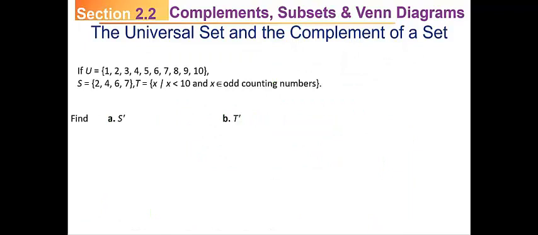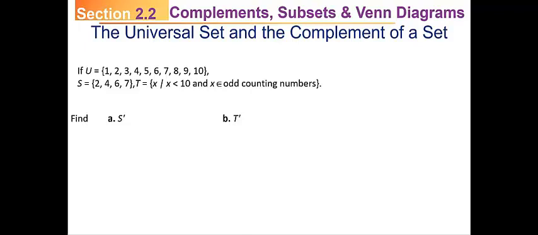Let's try this example. Suppose the universal set that we're interested in is the set containing the counting numbers 1, 2, 3, 4, 5, 6, 7, 8, 9, and 10. The set S is the set containing the elements 2, 4, 6, and 7. And the set T is written in set builder notation. It's a set of all x such that x is less than 10 and x is an element of the odd counting numbers.